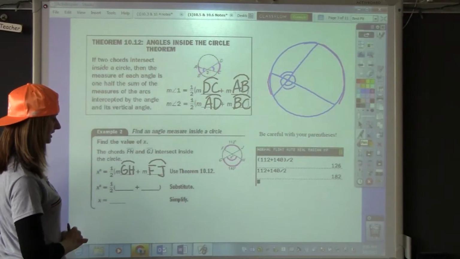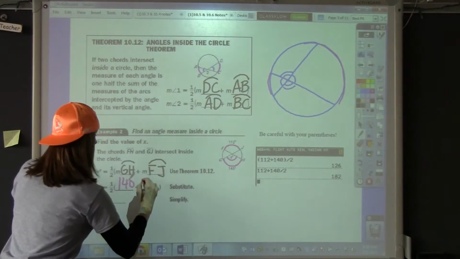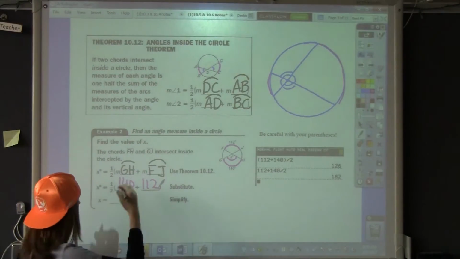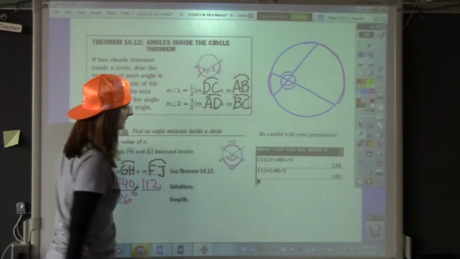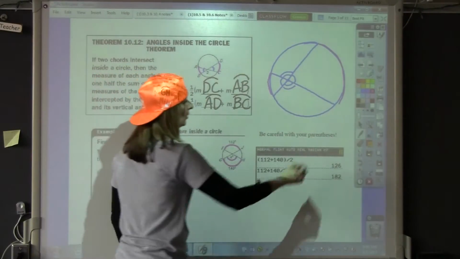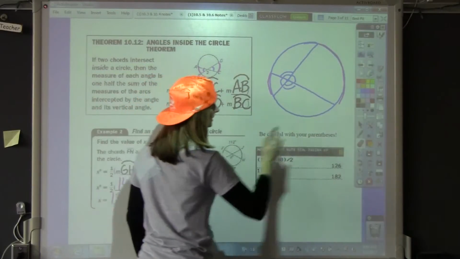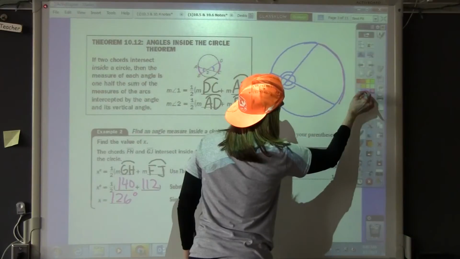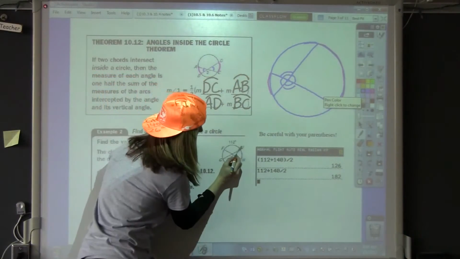Okay, so arc GH is 140, and arc FJ is 112. So when you average those, what do you get? The measure of this angle here is 126 degrees, okay? Now, where they try to complicate things, it's really no different. Let's say they weren't asking for the measure of this x. Let's say they were asking for the measure of this angle here.